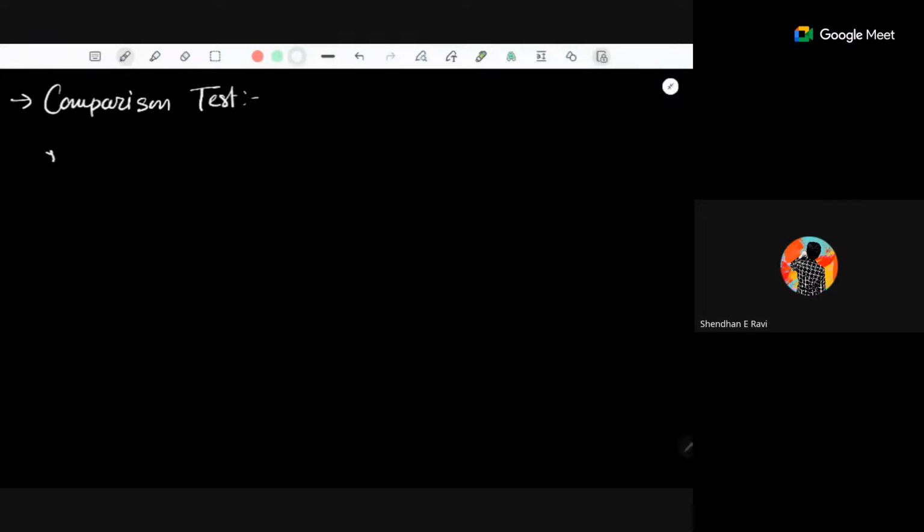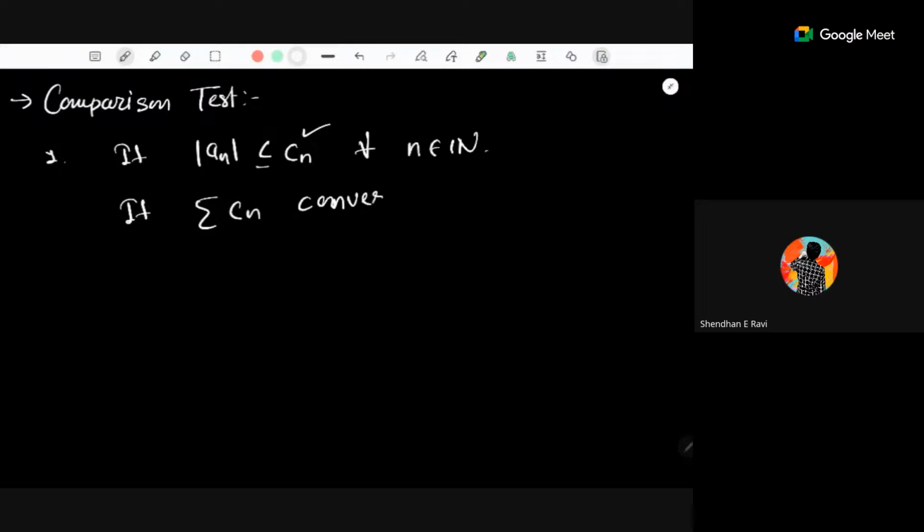So there are two statements. The first statement is, if we have a series whose terms, modulus of an, are less than or equal to the terms of some other series, which is known to be Cn. So if we have modulus of an less than or equal to Cn, for all n belonging to natural numbers, or after certain finite stages, and if this series converges, that means if summation Cn converges, then we will say summation an also converges.